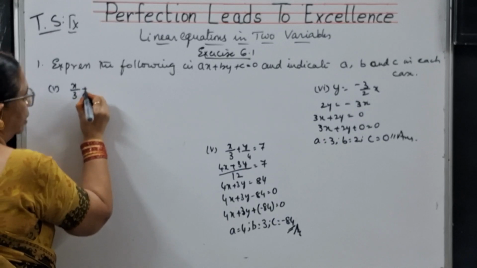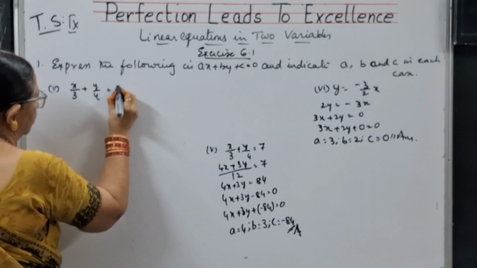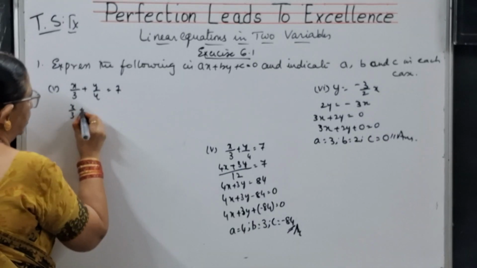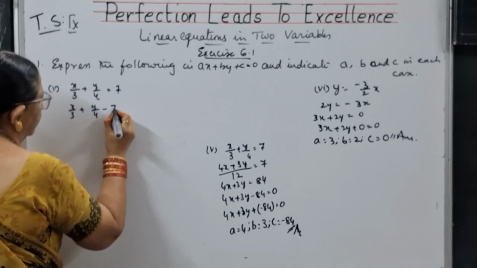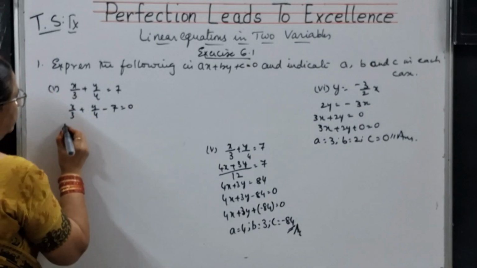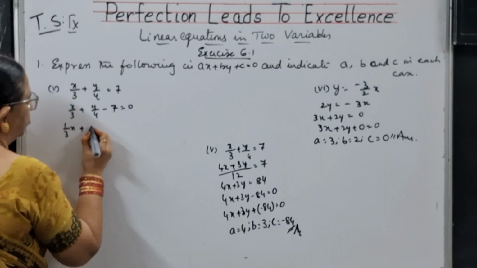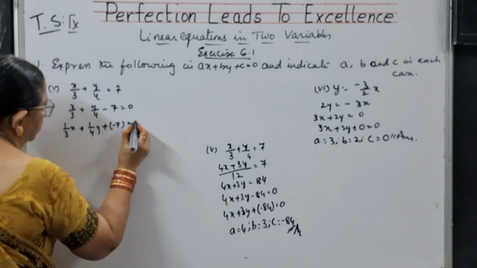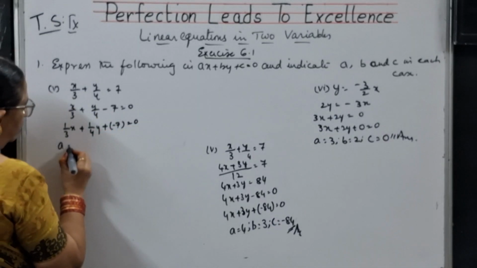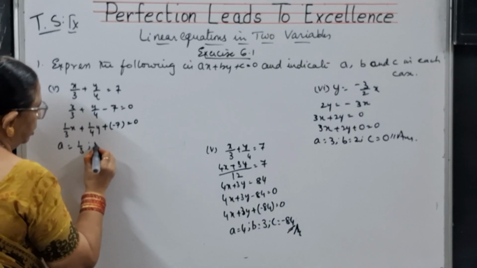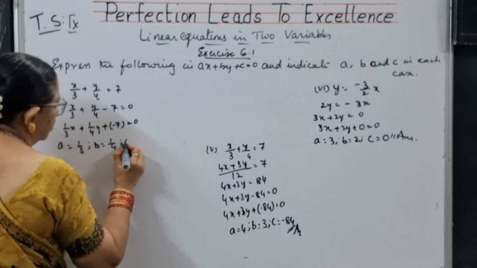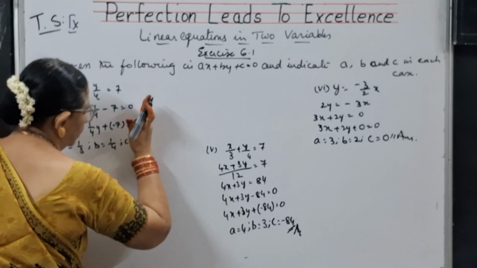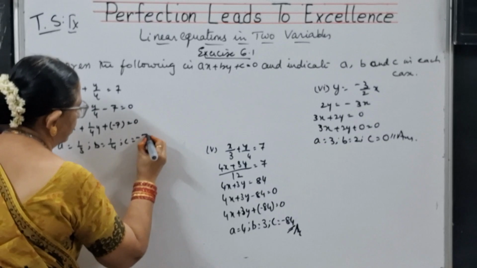It is x by 3 plus y by 4 is equal to 7. It is taken as x by 3 plus y by 4 minus 7 is equal to 0. That means it is 1 by 3 x plus 1 by 4 y plus of minus 7 is equal to 0. In this case, a is equal to 1 by 3, b is equal to 1 by 4, c is equal to minus 7. So, this is the answer that is given in your textbook, children.